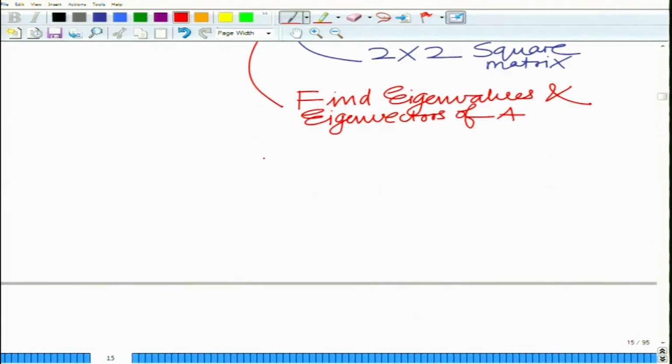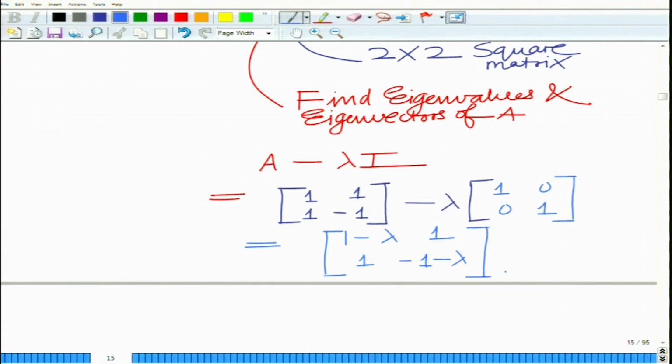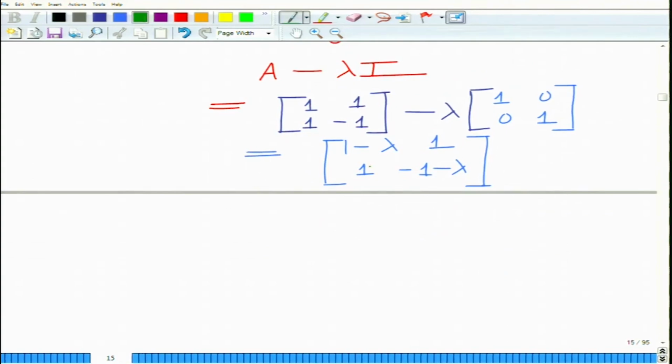Now, we are given A. Let us start by considering A minus lambda I, which will be equal to [1 1; 1 -1] minus lambda times [1 0; 0 1], which is equal to [1 minus lambda, 1; 1, minus 1 minus lambda]. All right, and now we have to consider the determinant of this.